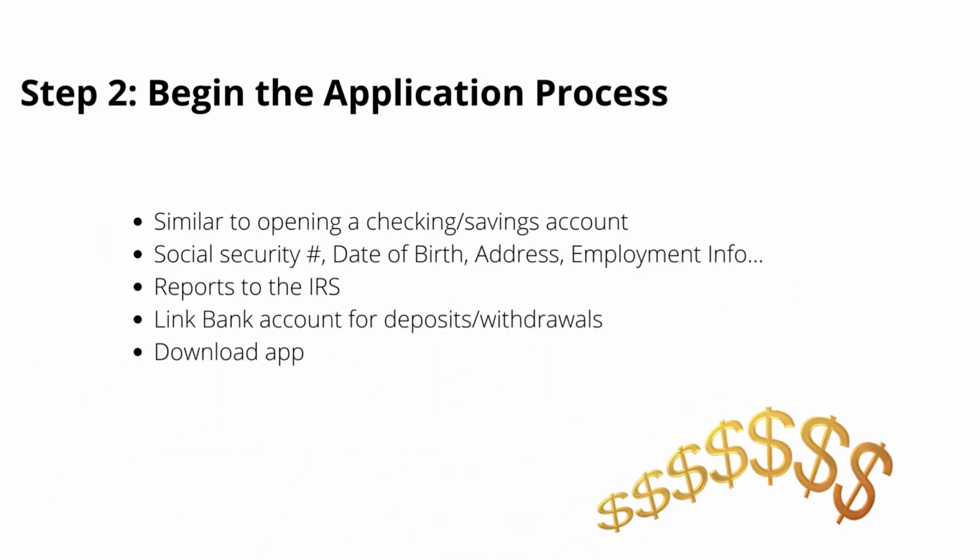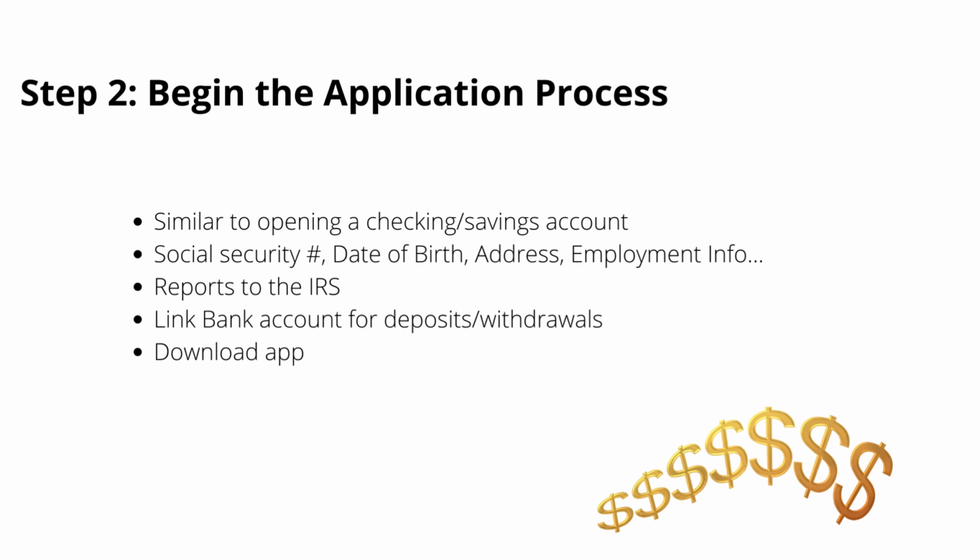Okay. Step two, we want to begin the application process. Yes, there is an application process. It's very similar to opening a checking or a savings account that you would open with any of your regular banks or credit unions. You're going to need information like your social security number, your date of birth, your address, employment information. This is because any of your earnings or winnings are reported to the IRS. So that's one of the main reasons why they're asking for some of your identity information.